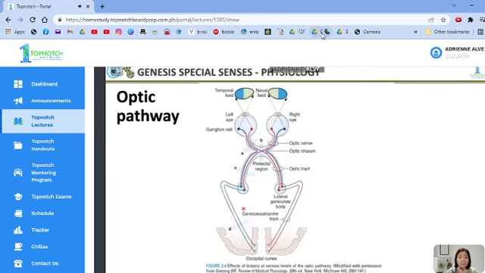So let's talk about the optic pathway. In the optic pathway, you have axons of the ganglion cells forming the optic nerve and the optic tract that end in the lateral geniculate body of the thalamus. Then fibers from each nasal hemiretina cross at the optic chiasm, whereas the fibers from each temporal hemiretina remain ipsilateral.